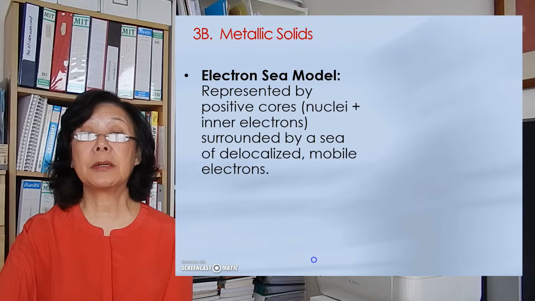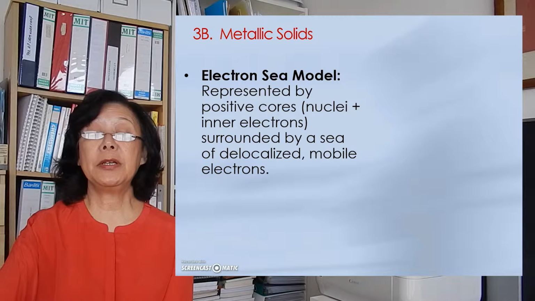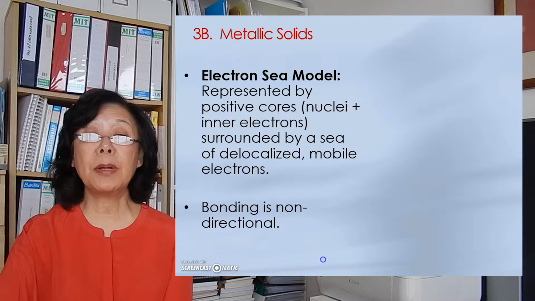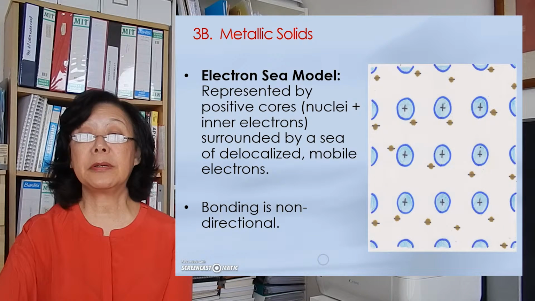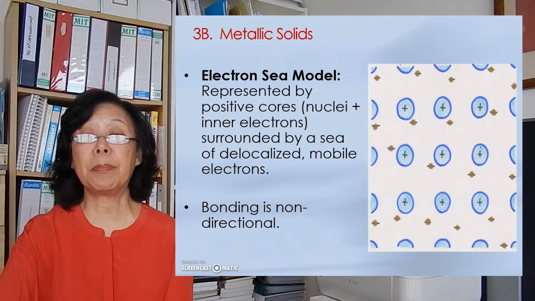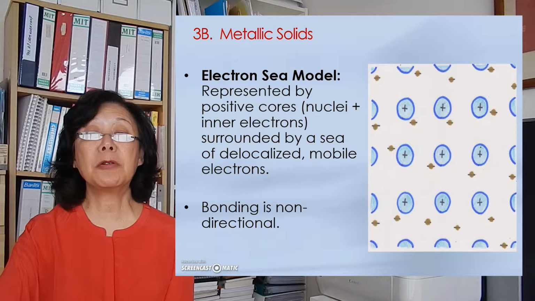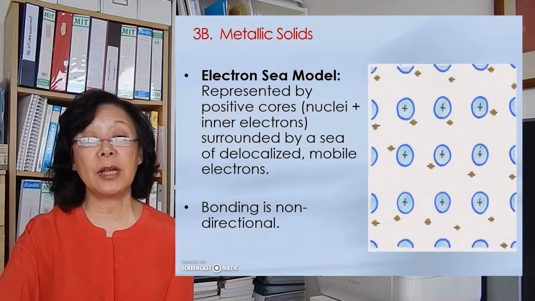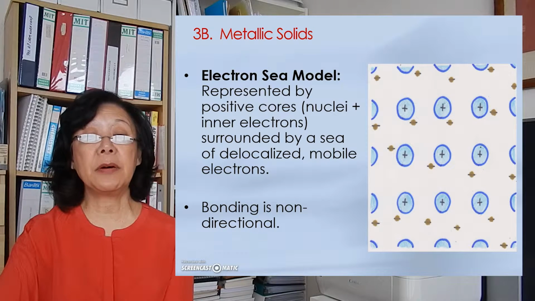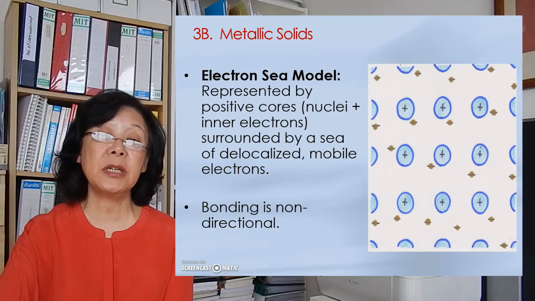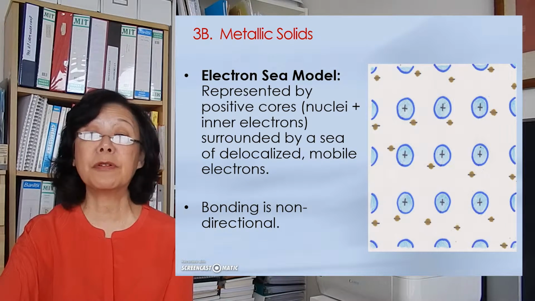3B, metallic solids. We are using the electron sea model to explain the metallic solid bonding. It is represented by positive cores, which include the nuclei and the inner electrons, surrounded by a sea of delocalized mobile electrons. And the bonding is non-directional.